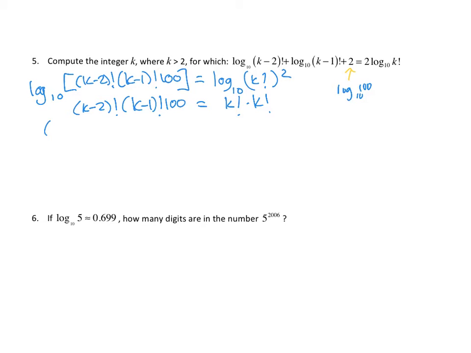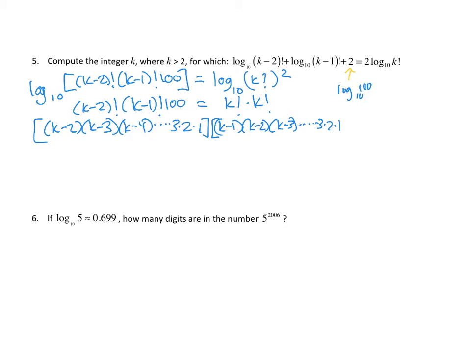So (k minus 2) factorial means k minus 2 times k minus 3 times k minus 4 all the way down to 3, 2, 1. And then (k minus 1) factorial, so you'd be multiplying this by (k minus 1) factorial, which is k minus 1 times k minus 2 times k minus 3, all the way down to 3, 2, 1. And then you have this 100. So this is the left side, and the right side is equal to k factorial, and it's squared.